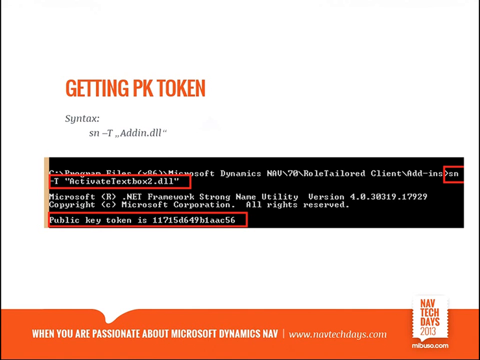So the third step is to export the public key token from our created DLL library, which is our add-in. One of the easiest ways to do it is to use the strong name utility, which is provided together with the Visual Studio installation, with the Visual Studio SDKs. And here we can see a very simple example of how to take this public key token. The syntax of this tool is sn -T and then the DLL itself, the library. Afterwards you get a result, your public key token, which you will be using when you register your add-in inside of NAV.